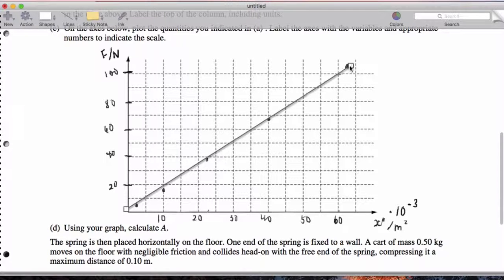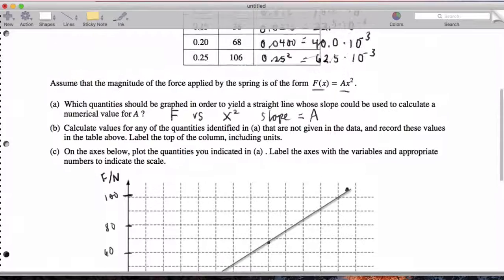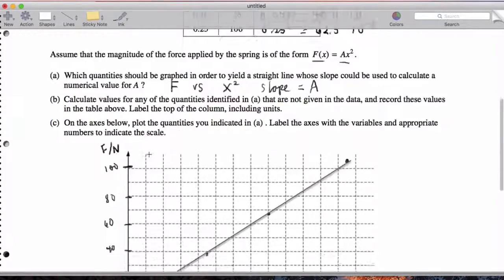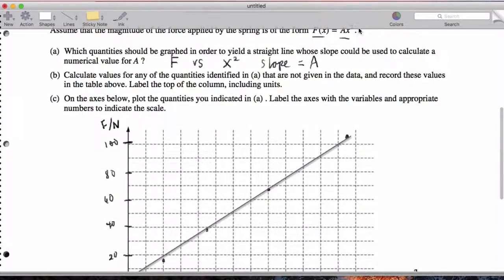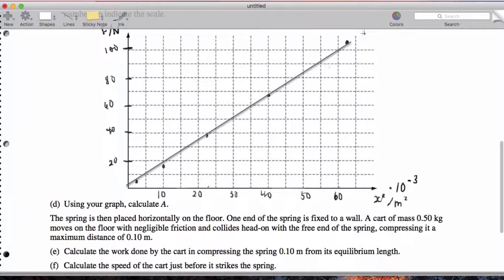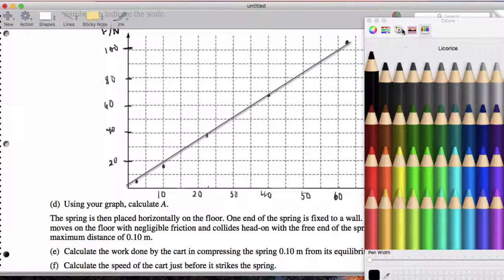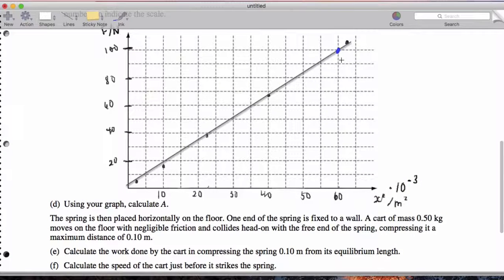So again, I'm kind of approximating here. So I'm going to pick 2 points now. I've got the graph plotted, so I've done A, B, and C, and now let's calculate A from the slope, which we can do directly in this particular case. So let's pick 2 values. I like this value right here. That's 60 times 10 to the negative 3, comma 100.